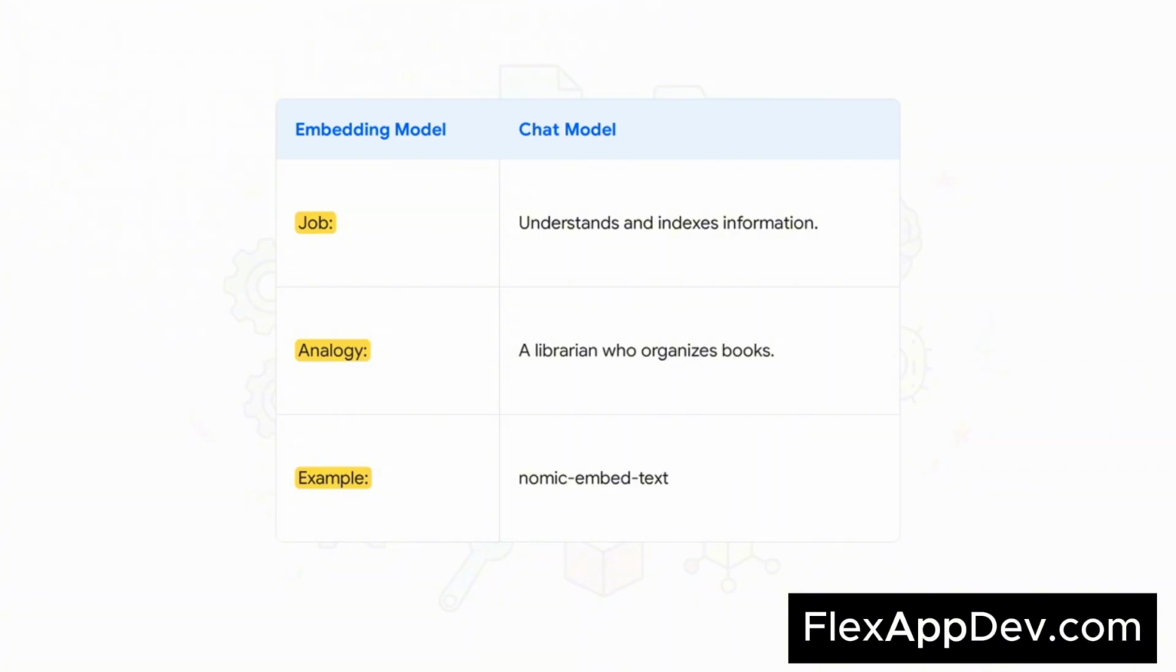Think of that as a super efficient librarian. Its only job is to read everything, understand it, and organize it perfectly on the shelves. Then you have the chat model. That's like a subject matter expert you can talk to. They're the one who actually uses the librarian's system to find the right book and give you a smart answer. They have different jobs, but they work together perfectly.